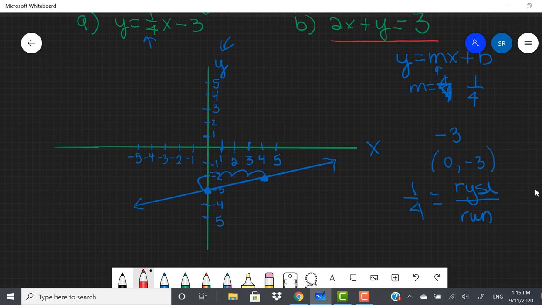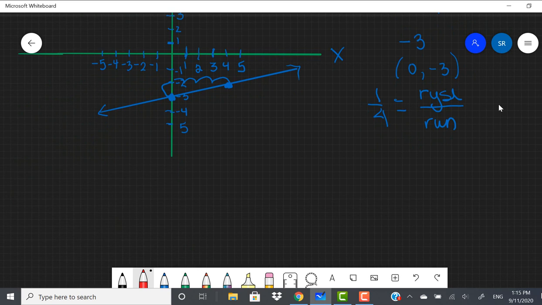But the problem is I have 2x plus y equals 3. So I'm going to rewrite it down here. 2x plus y equals 3. It is not in y equals mx plus b format. I need to move my x term to the other side. So I'm going to subtract 2x, and end up with y equals -2x plus 3.